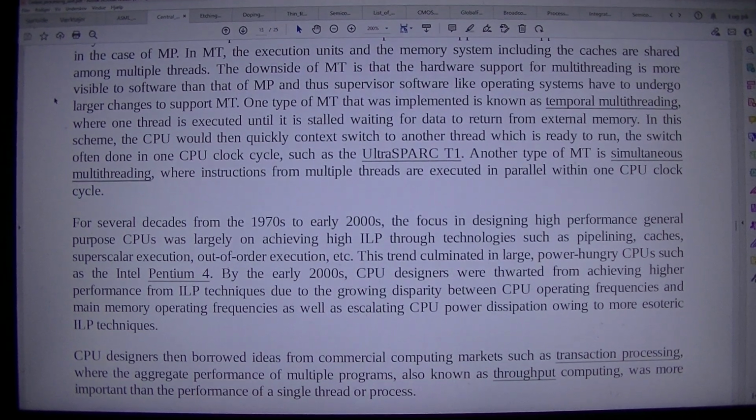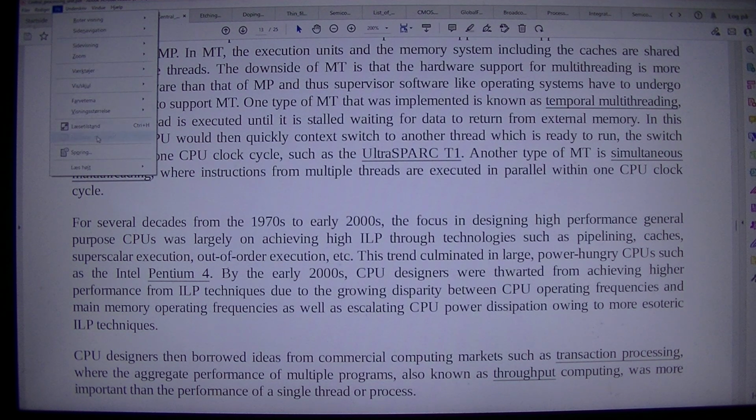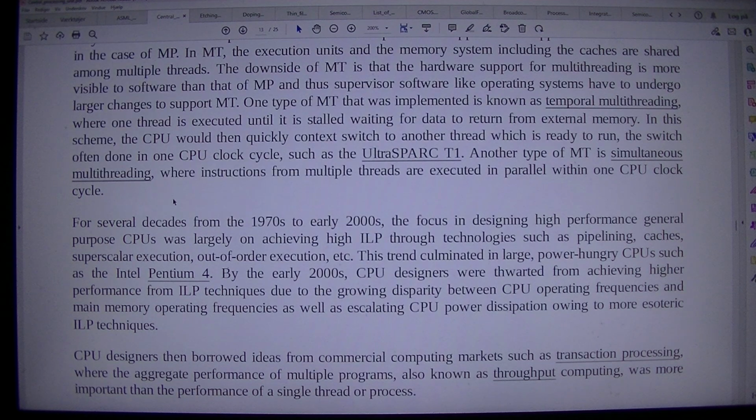One type of MT that was implemented is known as temporal multithreading, where one thread is executed until it is stalled waiting for data to return from external memory. In this scheme, the CPU would then quickly context switch to another thread which is ready to run. The switch is often done in one CPU clock cycle, such as in the UltraSPARC T1. Another type of MT is simultaneous multithreading, where instructions from multiple threads are executed in parallel within one CPU clock cycle.